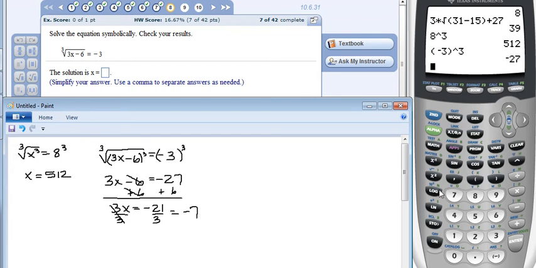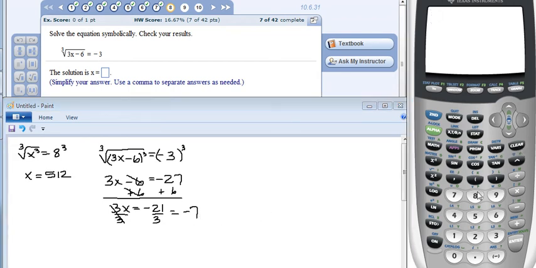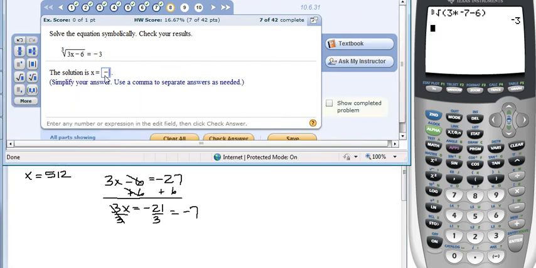Well, we should probably check it. We're going to go into the math key and pick number 4 for the cube root. We want 3 times a negative 7 minus 6, and that should be negative 3, and it is, so that works. Well done. Look at all these green check marks. We're cruising.